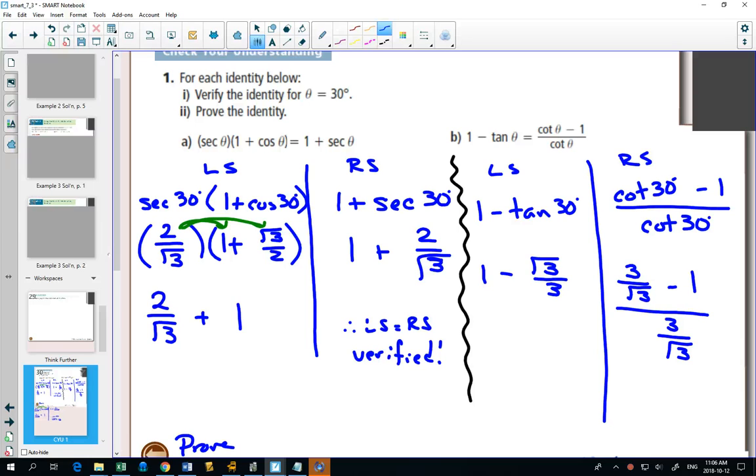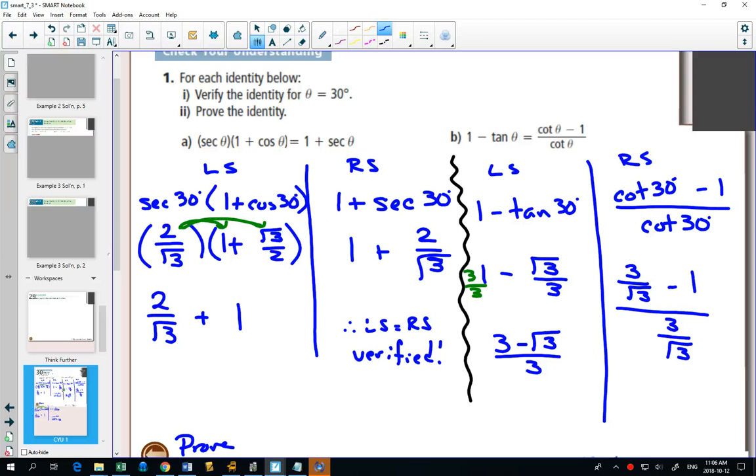I would need a common denominator. Can you see that I could multiply this by 3 over 3, and then I have a common denominator. So on the left side, my single fraction becomes 3 minus the square root of 3 all over 3. On the right-hand side, I have fractions inside of fractions, divided by fractions.